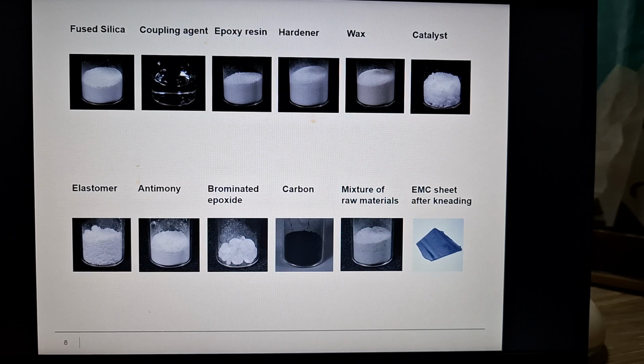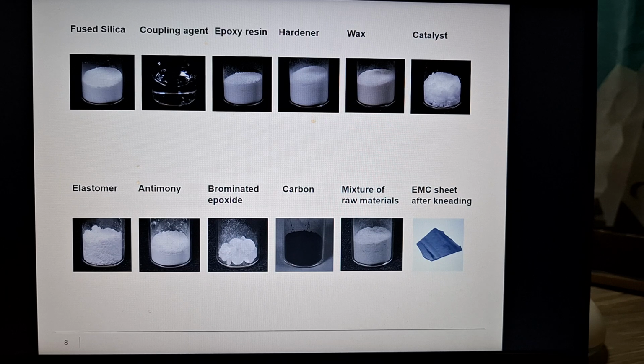Once all of the raw material is mixed together, the mixture looks like a grayish ash thing, which is shown on the photo here. This is called dry mixing. Then once you do the kneading process, you create this kind of EMC sheet after kneading. Kneading is what you call a blending of the raw material.